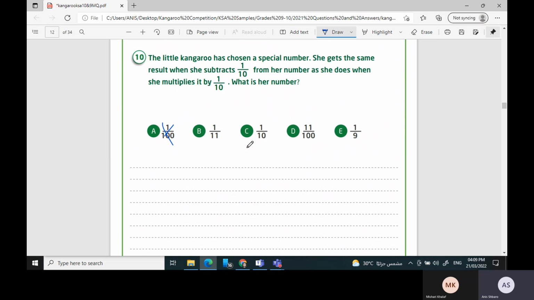1 over 11, the same process. So let's skip it now because I think trying a lot wastes time. So let's do it the math way. Okay, first of all, I have a number. I'm going to denote it by x. x is equal to one of them. If I subtract 1 over 10 from x, the result is equal to x multiplied by 1 over 10. Okay, so we translated the given into a linear equation because it's easy to solve.